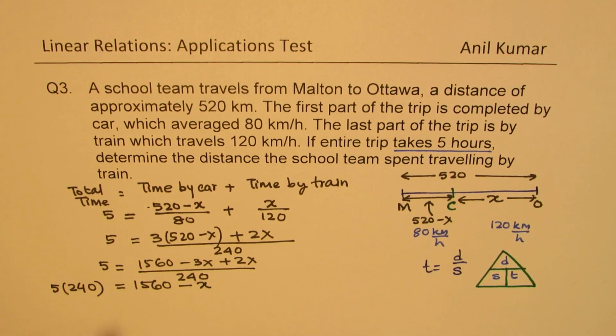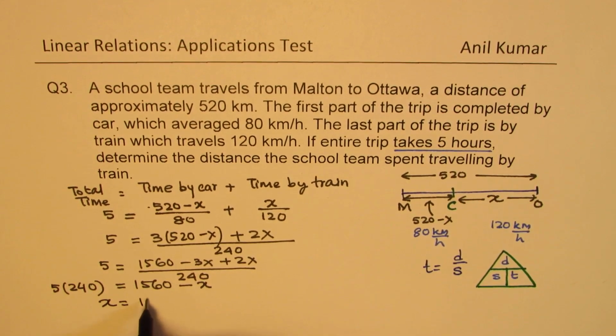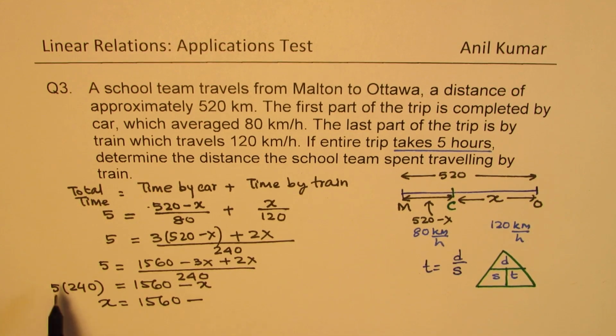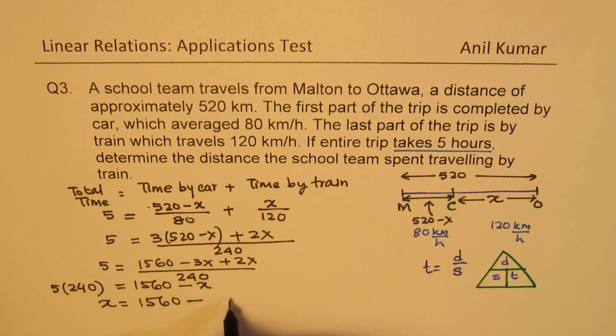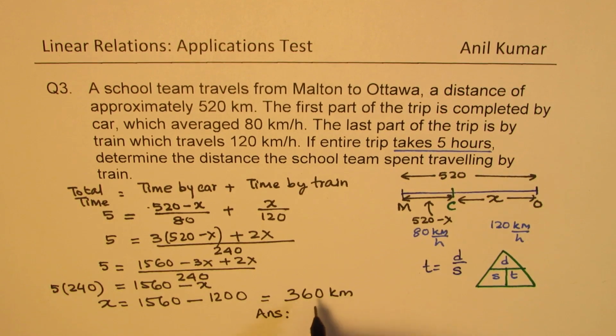So let's bring x to the left side. So we have x equals 1560 minus 5 times 240, which is 1200, right? So we get this value of x: 1560 take away 1200, which is 360 kilometers, right? So we get our answer, and that is what the team spent traveling by train. So it is 360 kilometers by train.